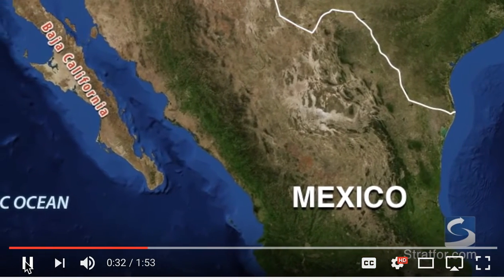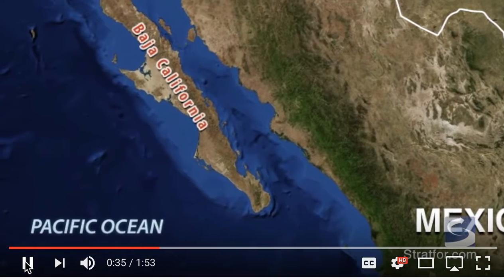The desolate Baja California Peninsula shields approaches from the Western Sea.